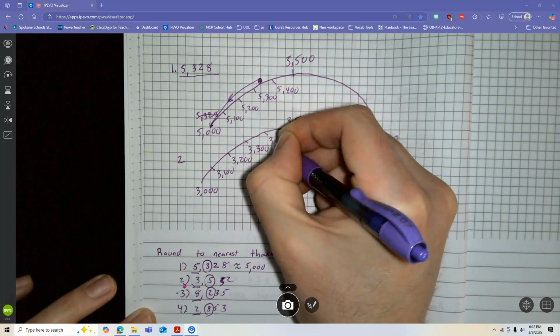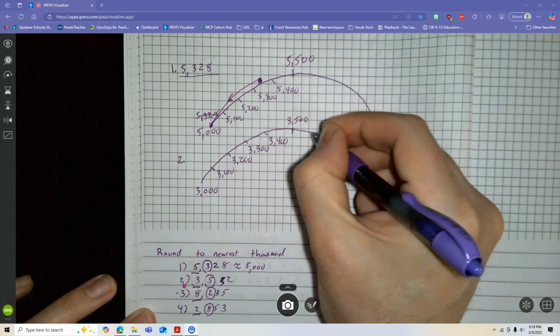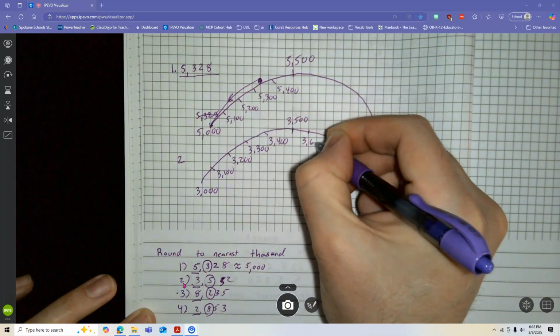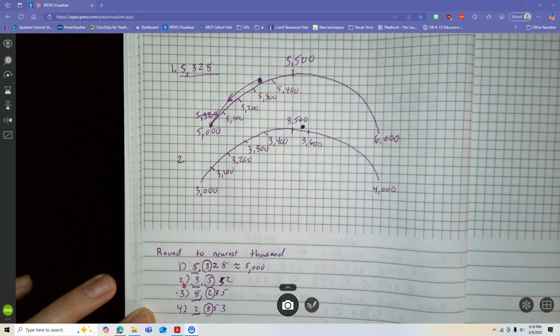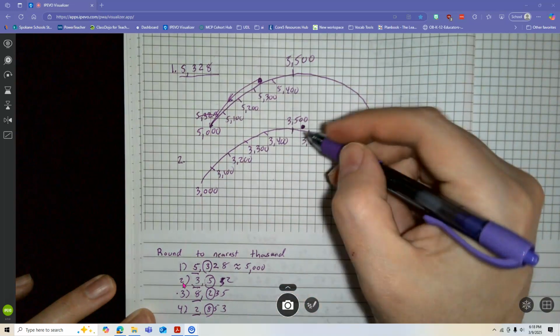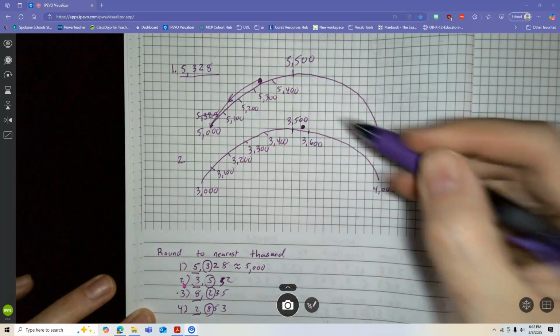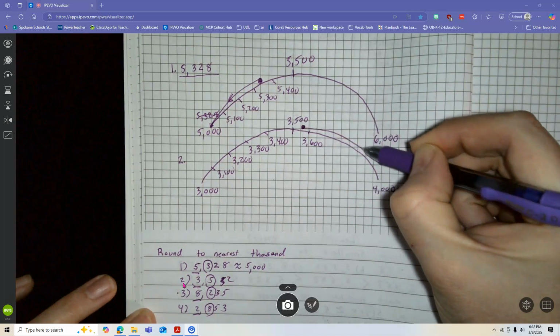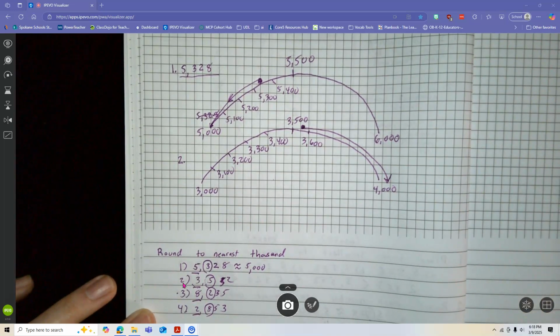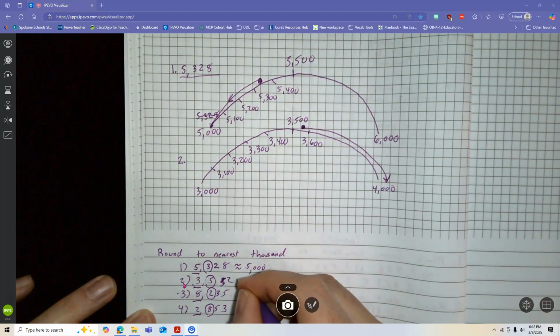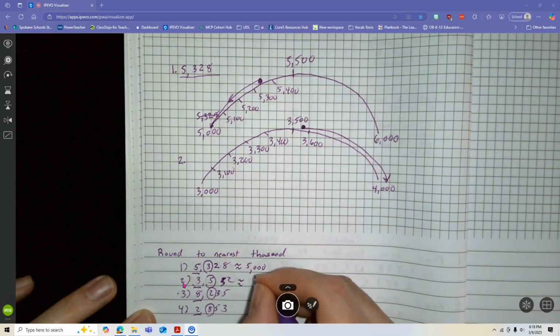And so we could say 3,100, 3,200, 3,300, 3,400, 3,500, 3,600, and the ball would be about right here, would be 3,552, in between 3,500 and 3,600. You could see here that it's above the halfway point on this hill, so it would roll down to 4,000. It's closer to 4,000 than it is 3,000. So we would say it is approximately 4,000.